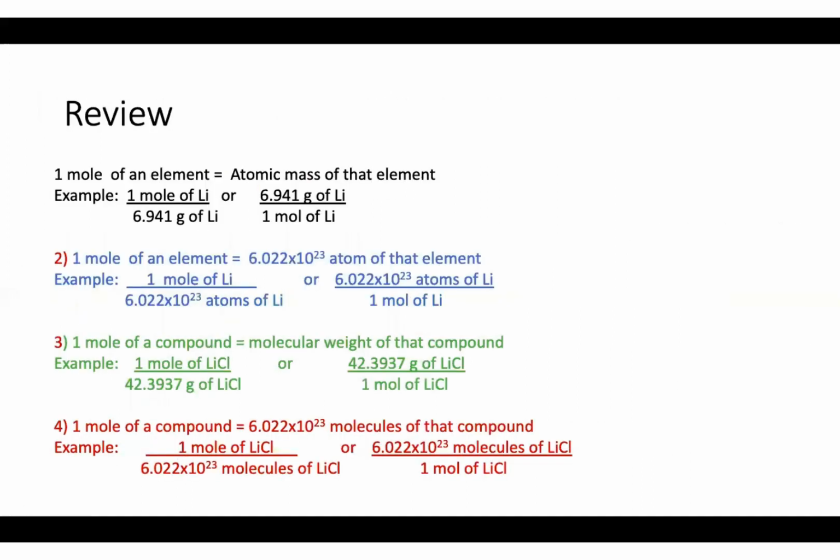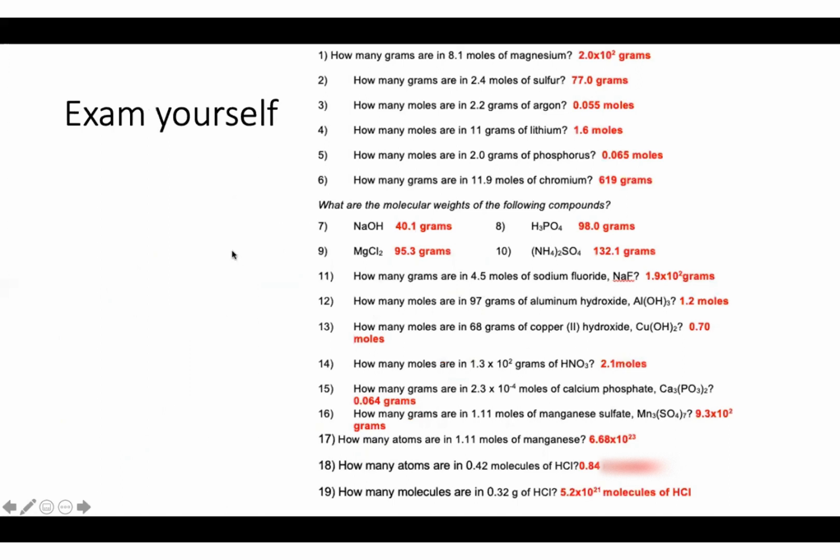Let's review again. These are the 4 conversion factors you should memorize and make flashcards of. This is basically to examine yourself. I want you to pause here and answer these questions. You can use conversion factor number 1, 2, 3, or 4, or a combination of them. The answers are highlighted in red here, and that's it for this concept.